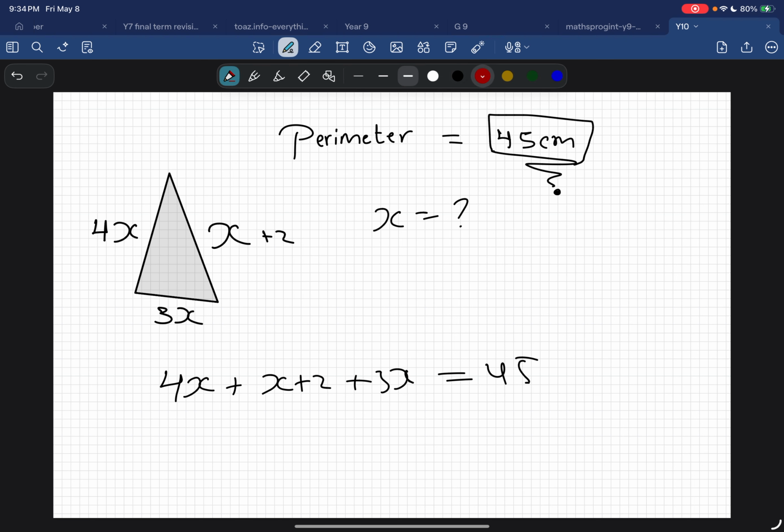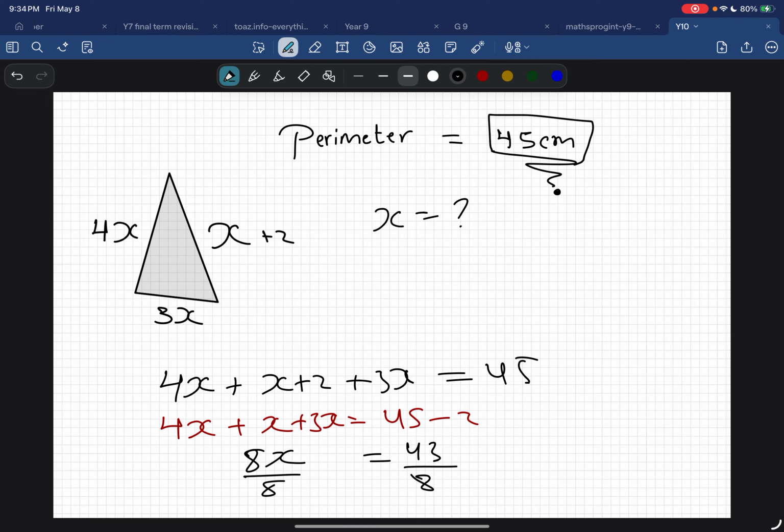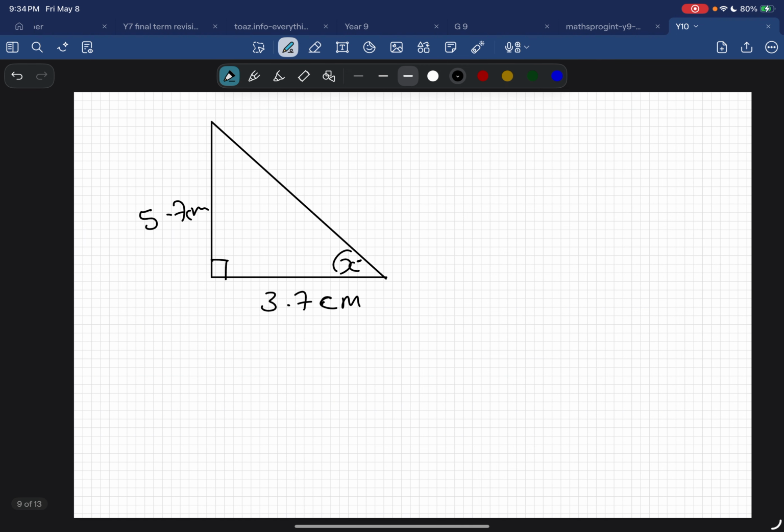By collecting like terms and rearranging, we can find the value of x. This term here doesn't go with the letters, so I'm going to put it there. So it becomes 4x plus x plus 3x equals 45 minus 2, which is 43. Now we add the like terms with our letters. 4 plus 1 is 5, 5 plus 3 is 8x. And you divide both sides by 8, so the answer would be an improper fraction, 43 over 8. That's the value of x.